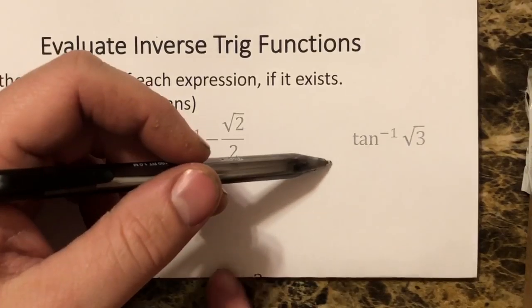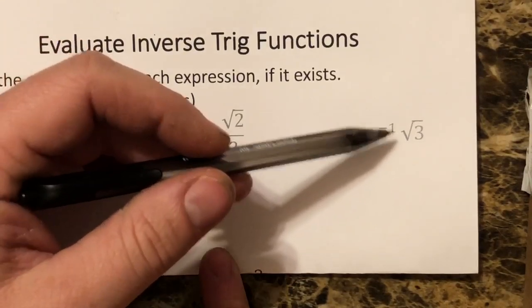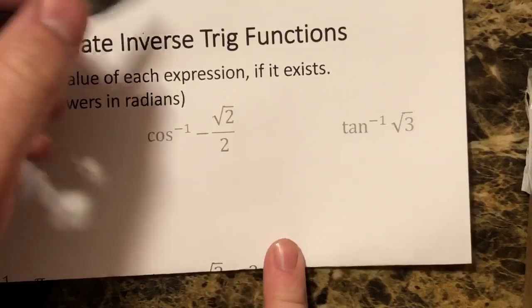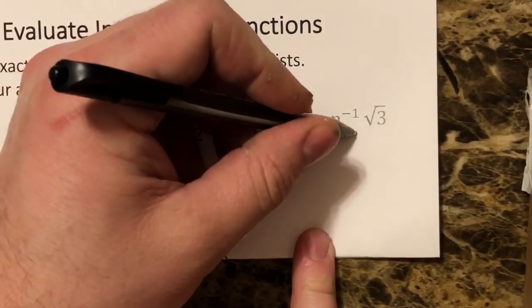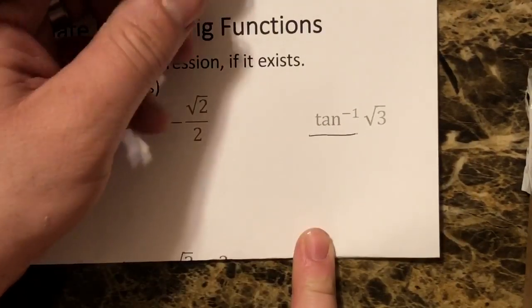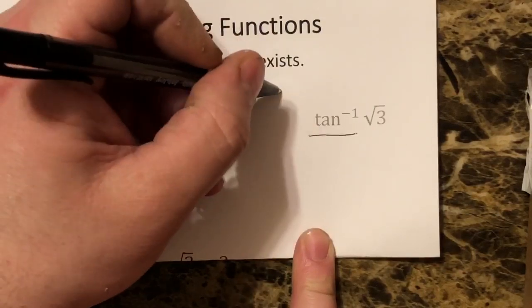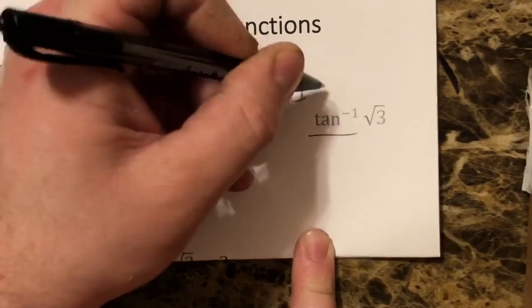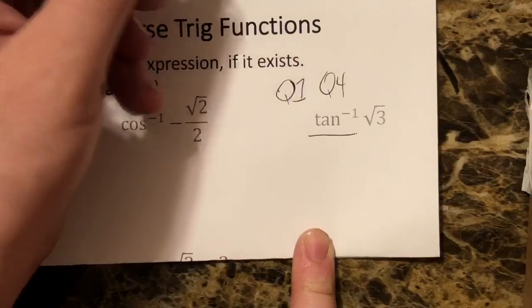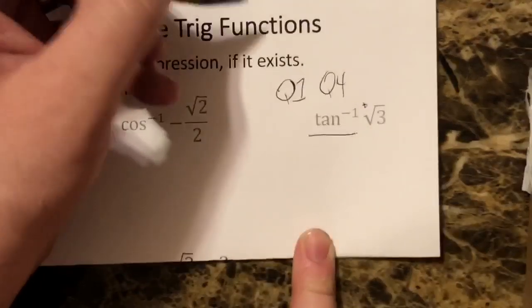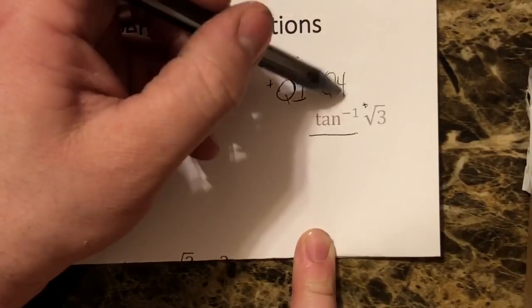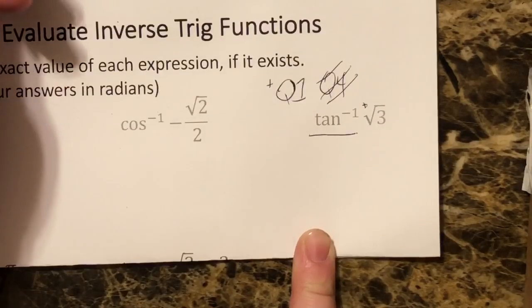In this third example, we have the inverse tangent of the square root of 3. Remembering in this case first to determine where tangent is and which quadrants it can be used in. So it is in quadrants 1 and 4. Now again, because this is positive and quadrant 1 is always positive, we're going to use quadrant 1.